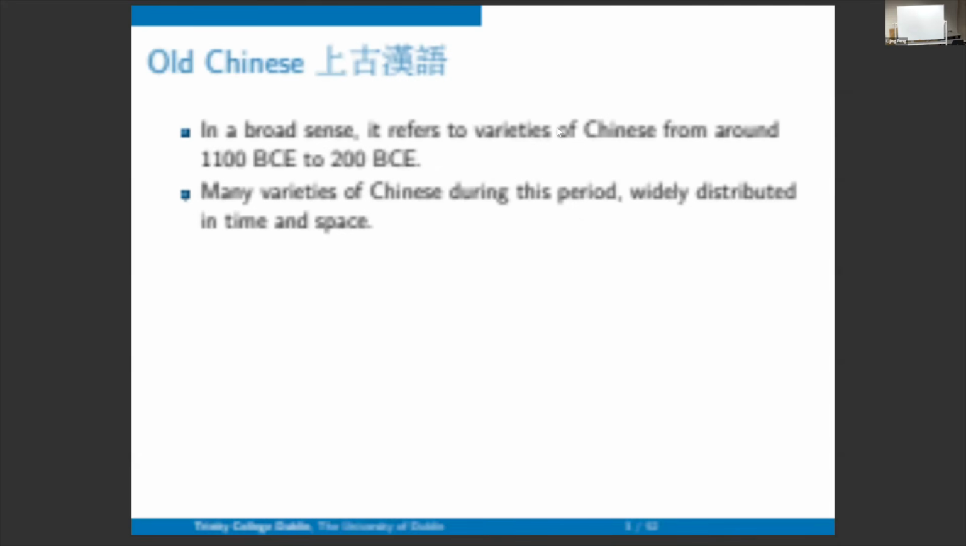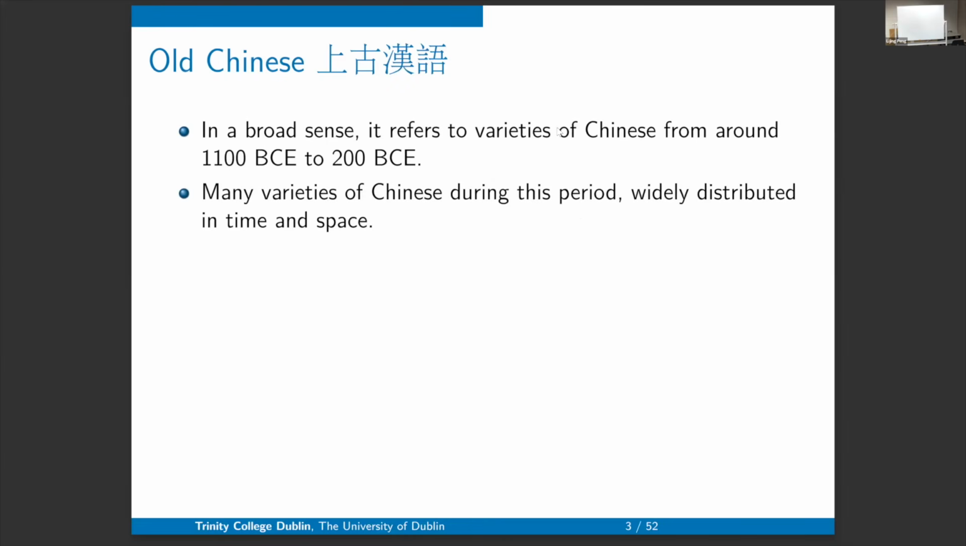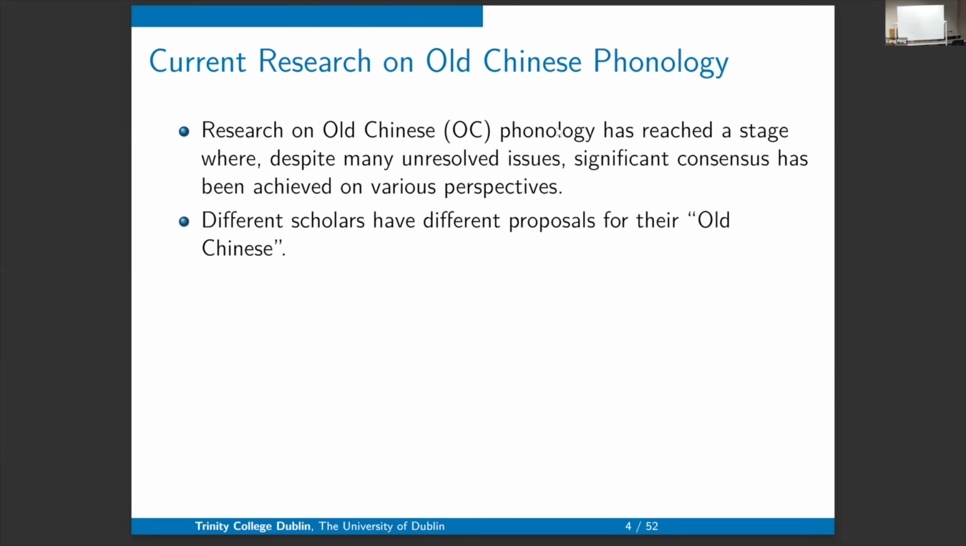Okay. So now we'll talk about Old Chinese. As I have mentioned before, Old Chinese is broadly speaking some form of Chinese spoken between 1100 BC and 200 BC. And there would have been lots of different kinds of Chinese in this time and space, but we have to start somewhere. So we make a kind of homogeneous Old Chinese, and then can investigate more systematically how it was different in different times and places. Research on Old Chinese phonology has reached a relatively mature stage.